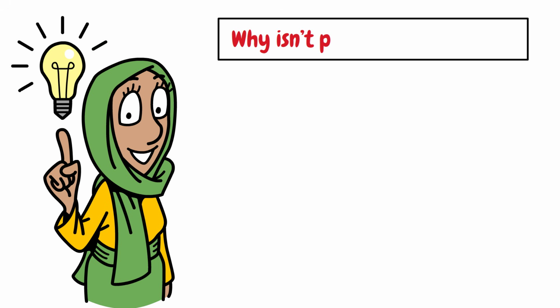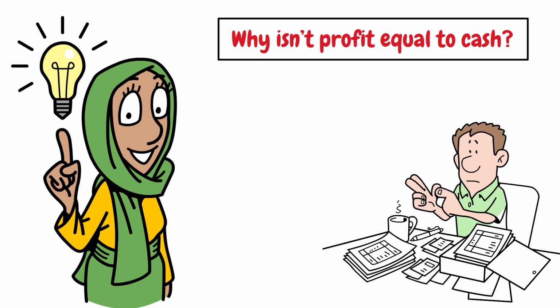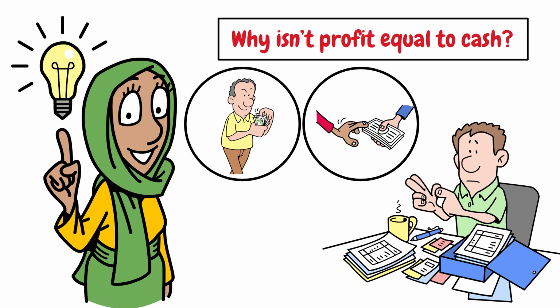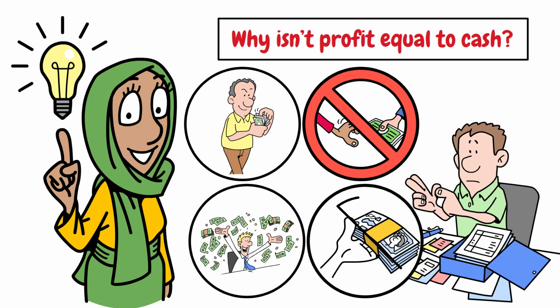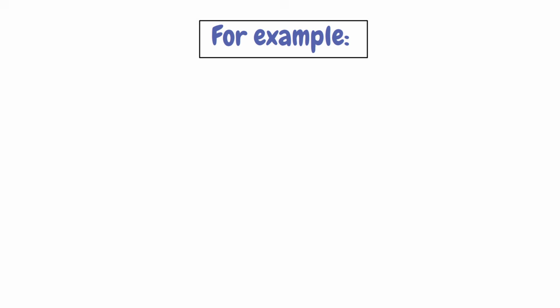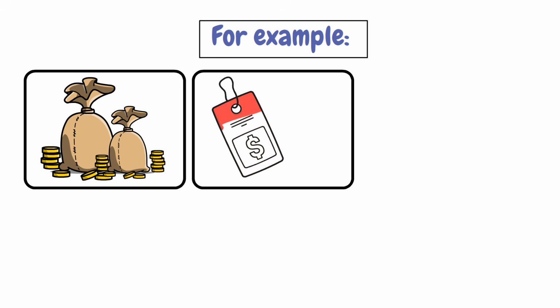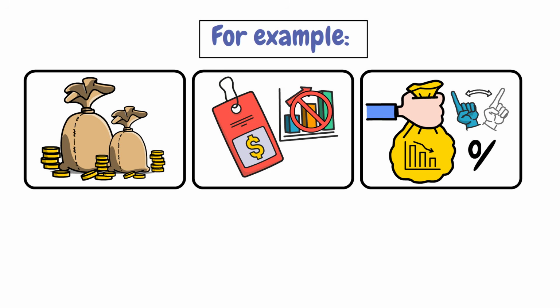Why isn't profit equal to cash? Because accounting uses accrual accounting. Revenue is recorded when it's earned, not when the cash is received. Expenses are recorded when incurred, not when paid. For example, selling on credit increases profit, but not cash. Buying equipment reduces cash, but doesn't immediately reduce profit. Loan repayments reduce cash, but don't affect profit, only interest does.